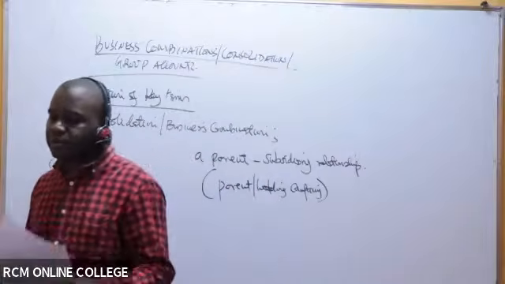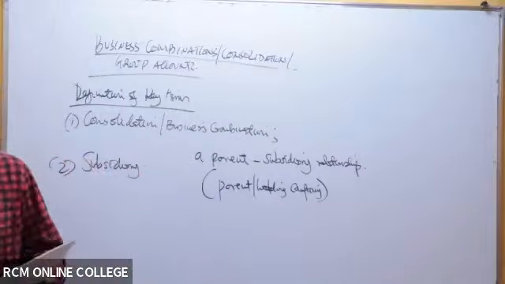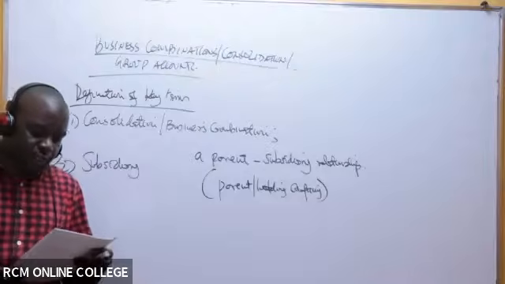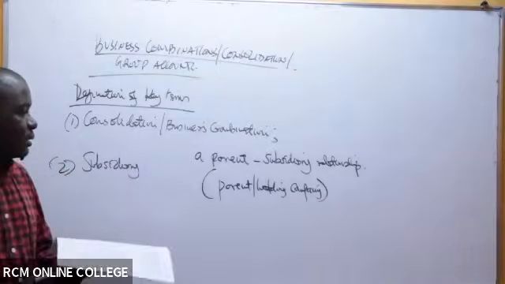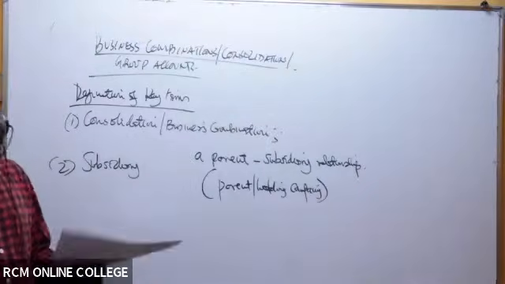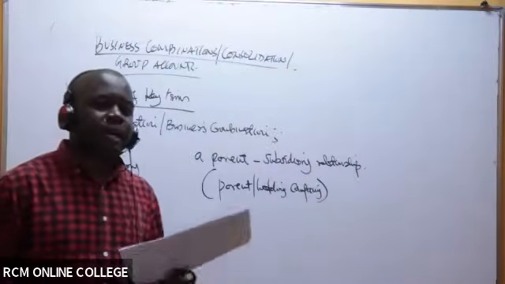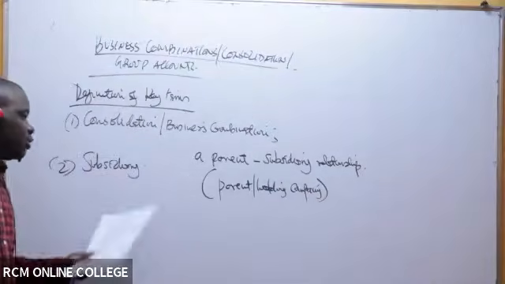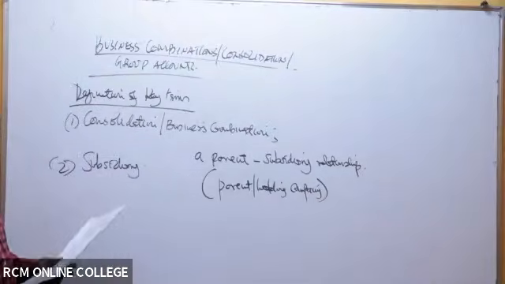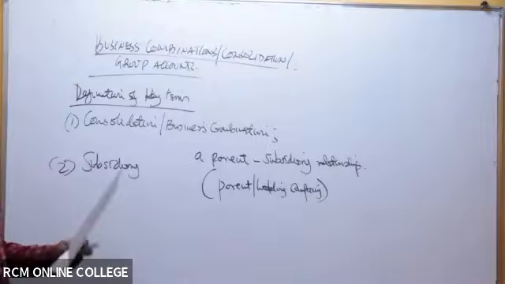It is supposed to be more than, because in this case, if it is 50-50, it ends up being what we call a joint venture. So in this case, it has to be 50% plus or more. If it is 50% plus or more, up to 100%, then that kind of control will lead to what we call a subsidiary.